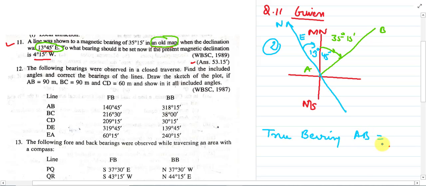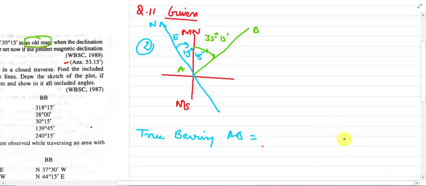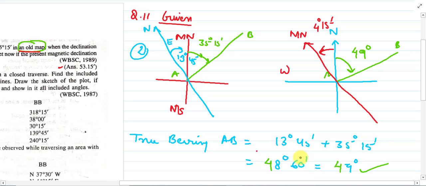In this case, what is the true bearing of line AB? The true bearing of line AB is the angle taken from the true meridian, hence this will be equal to 13 degree 45 minute plus 35 degree 15 minute. On solving, we find that the true bearing of line AB is 48 degree 60 minute. Converting this 60 minute into degree, it will be equal to 49 degree. Now we draw another diagram which is shown in this figure.